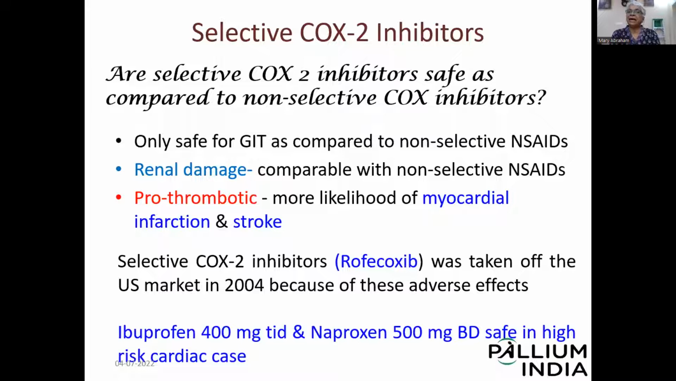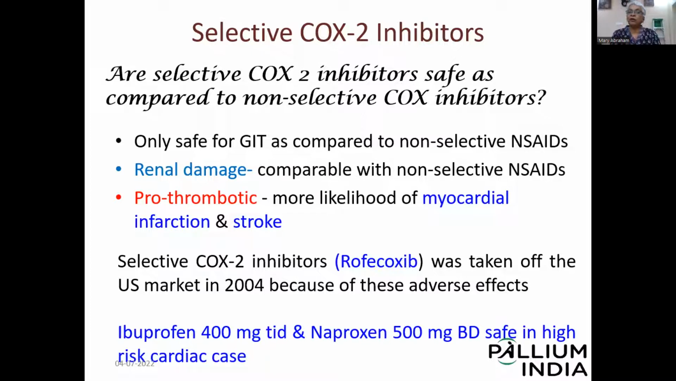But the question is, are selective COX-2 inhibitors safe as compared to non-selective COX inhibitors? Where the GIT is concerned, it has definitely got an advantage. It is safe. But where renal damage is concerned, it is comparable with non-selective NSAIDs. But the flip side is that it has a prothrombotic effect. That is, the selective COX-2 inhibitors can be prothrombotic, and there is a likelihood of causing myocardial infarction and stroke.